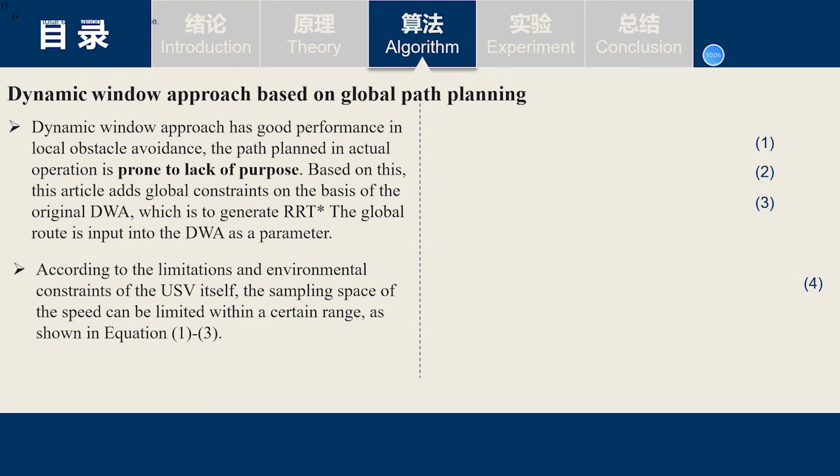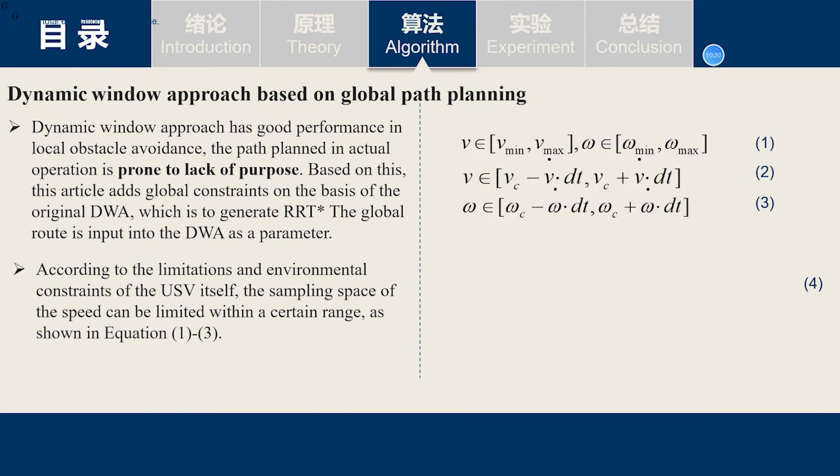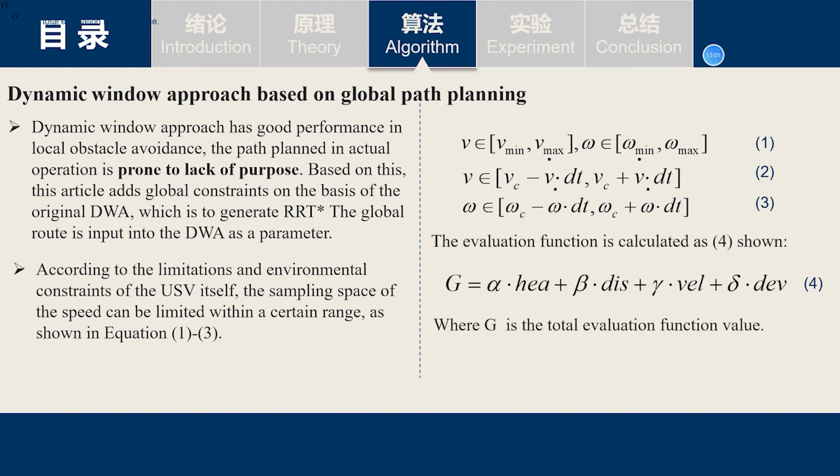According to the limitation and the environmental constraints of the USV itself, the sampling space of the speed can be limited to a certain range, as shown in equations 1, 2, 3. After sampling multiple sets of velocity, according to the present time window and the forward simulation time, the corresponding multiple sets of trajectories are simulated. Unsafe trajectories are eliminated from them, and the evaluation function of the other trajectories is calculated. The evaluation function is calculated as shown, where G is the total evaluation function value, and alpha, beta, gamma, theta are the weights of each index respectively.